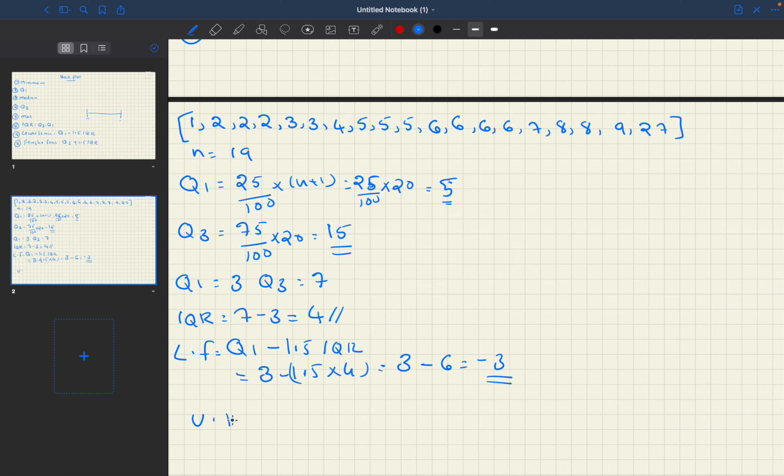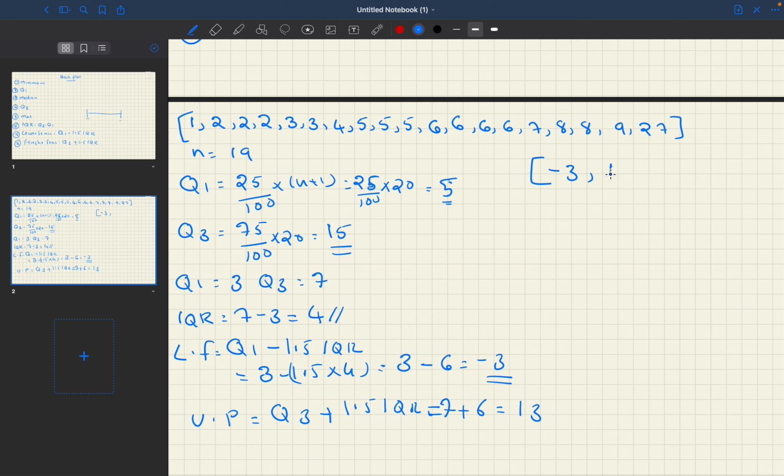Now we need to calculate the upper fence. The upper fence will be Q3 plus 1.5 IQR, where Q3 is 7, so 7 plus 6, which is equal to 13. So what will be our lower fence? Our lower fence will be minus 3 and upper fence will be 13.